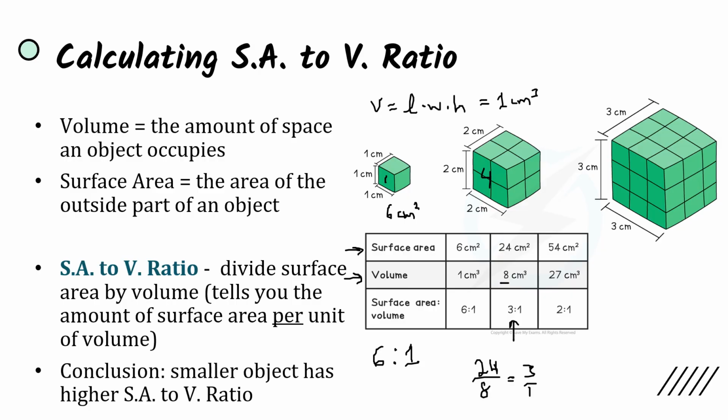And going even further to the last cube, where our side lengths are 3 centimeters, and we're looking at a volume of 27 and a surface area of 54 centimeters squared, we can see that the ratio has gone down to 2:1. So the conclusion that you should gain from this is that a smaller object, an object with a smaller volume, is going to have a higher surface area to volume ratio. There is going to be more surface area per unit of volume.